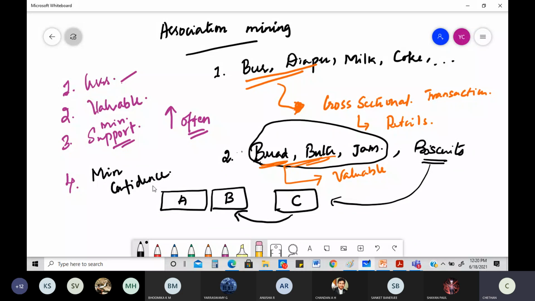So we are trying to figure out what are all becoming very important when it comes to association mining: the cross-sectional transactions, the valuability of an item, the minimum support, the minimum confidence that the items are getting sold, and all. At the end of it, all these things come under the aspect of data, a larger aspect of data. We are going to learn all these things under a larger thing called data.